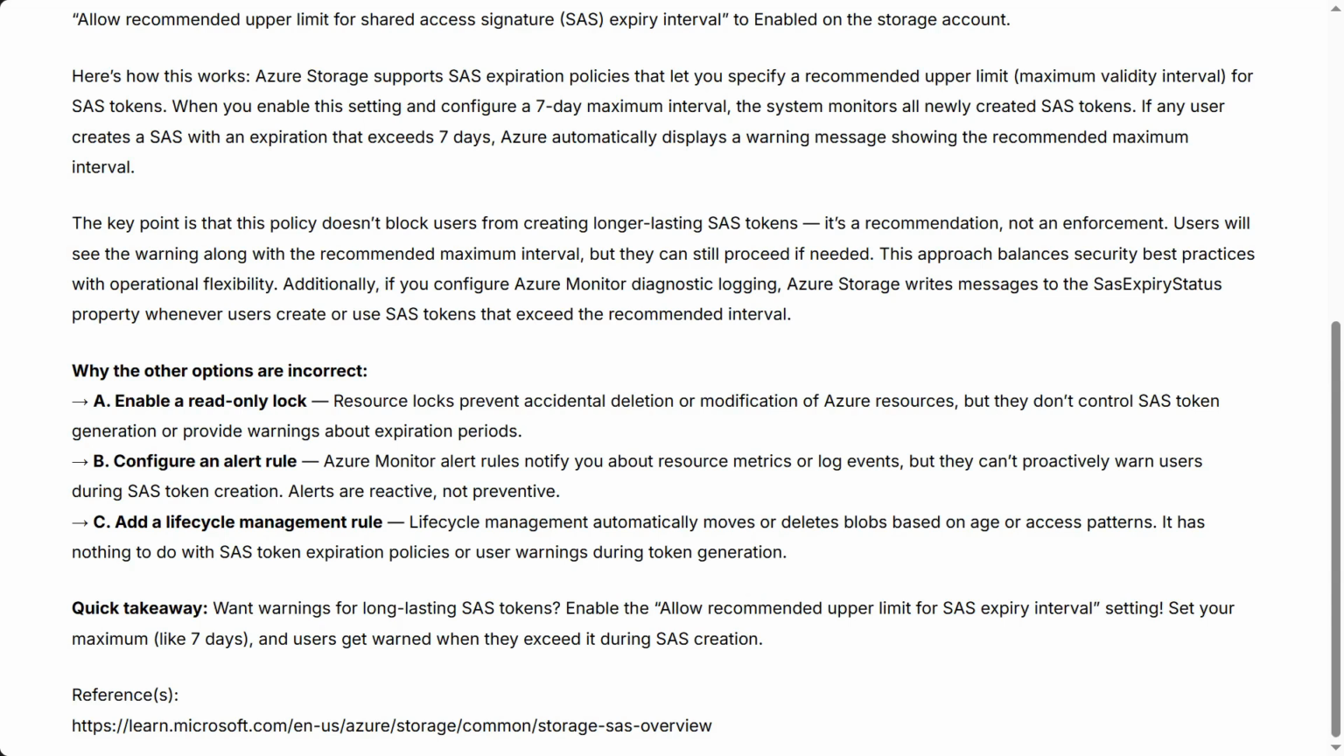B. Configure an alert rule. Azure Monitor alert rules notify you about resource metrics or log events, but they can't proactively warn users during SAS token creation. Alerts are reactive, not preventive.